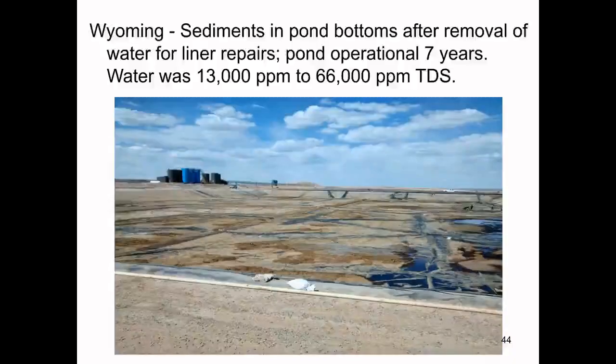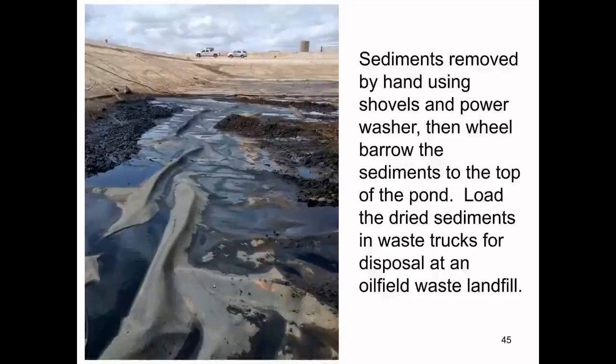So we had to find a leak. We found a leak, and then it had to be repaired. So the liner had to be exposed where the leak was found. Getting down to where the leak was, the liner had to be exposed using plastic shovels and also power washing, all by hand, with wheelbarrows to move the sediment out of the way, and the liner cleaned and repaired.